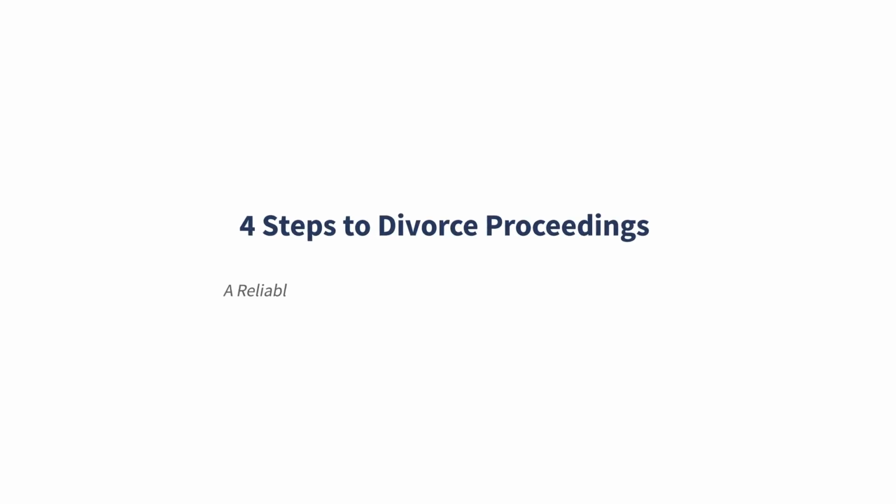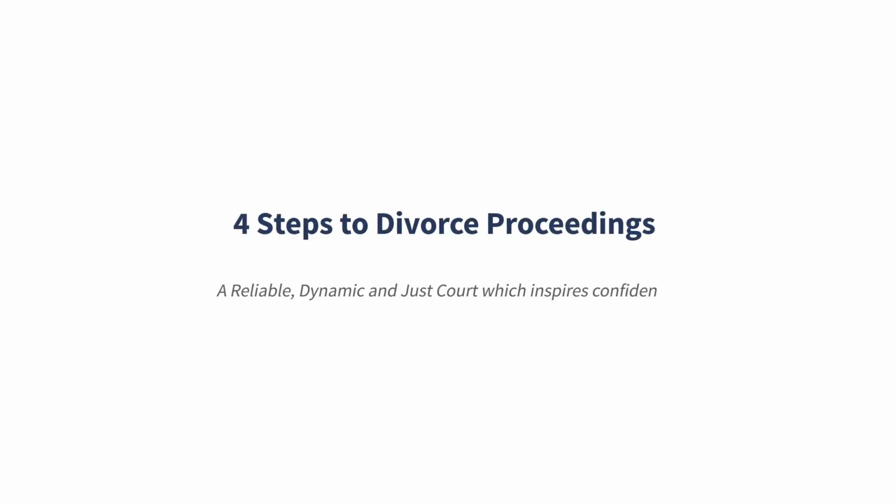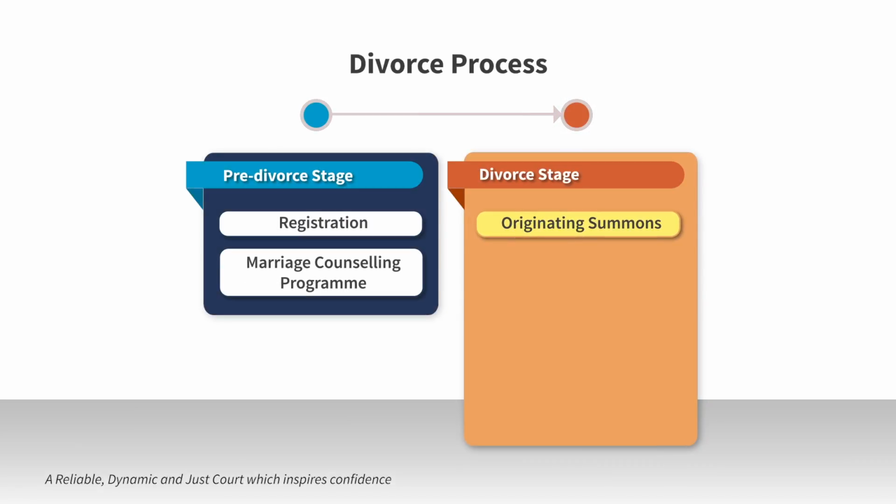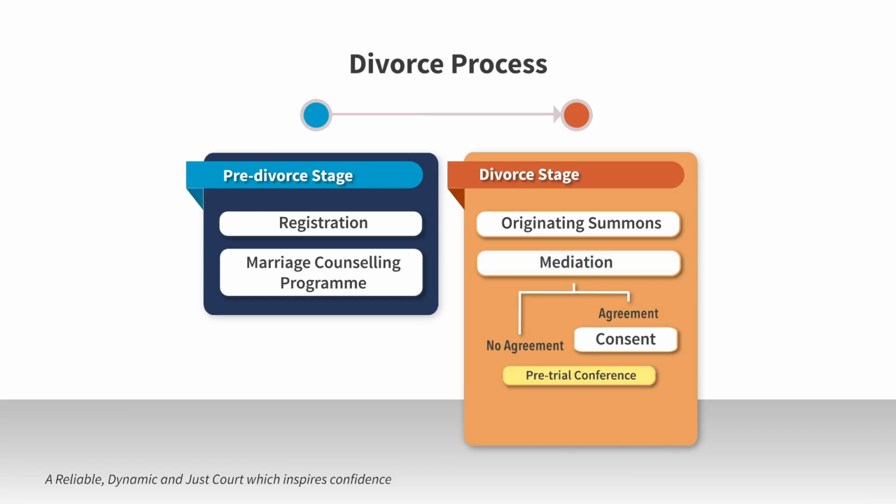If you decide to proceed with divorce, there are 4 steps that you need to take. Step 1. Plaintiff files the originating summons. Step 2. Mediation. Step 3. Pre-trial conference if there is no agreement. Step 4. Hearing.